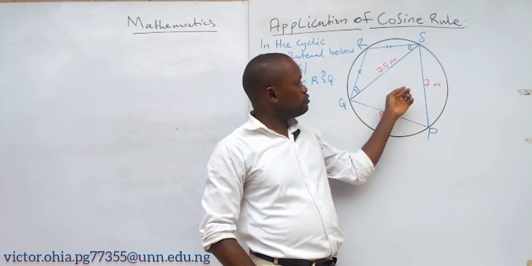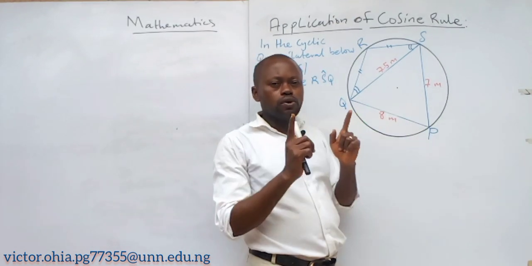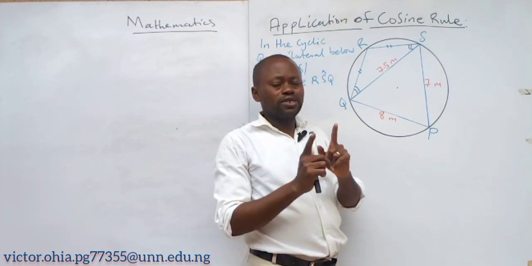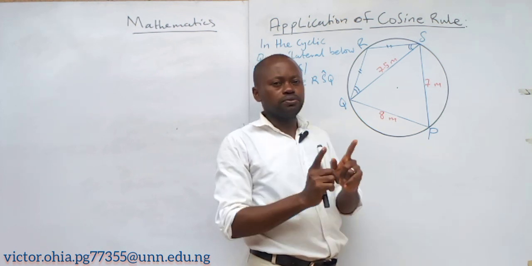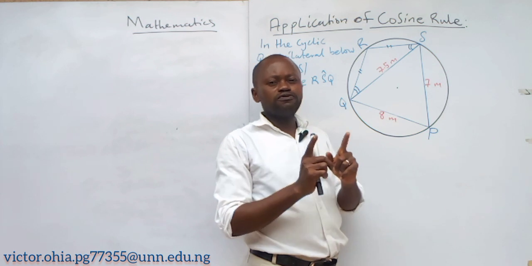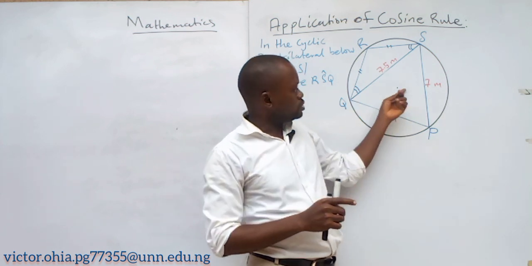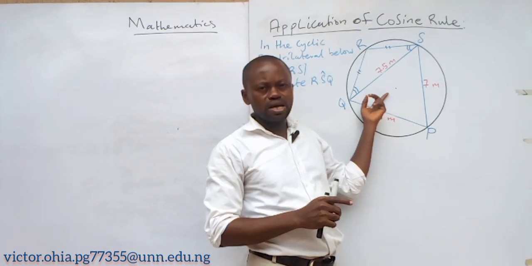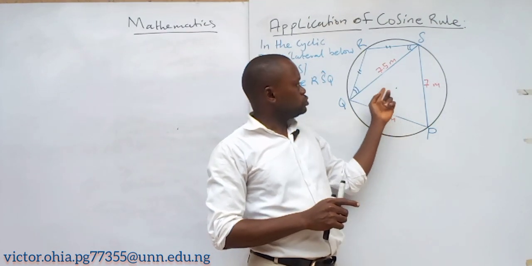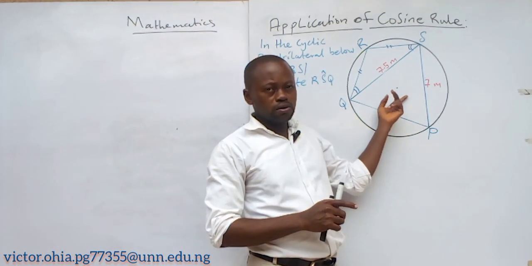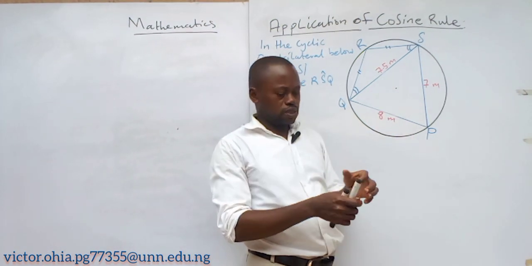Please, when you have three sides and no angle inside, because for you to use the sine rule, there must be one angle inside that triangle. And that angle will be facing opposite one of the sides that is also available. But if you look at this, that condition is not met. So the sine rule here will not work. So what we use here is the cosine rule.